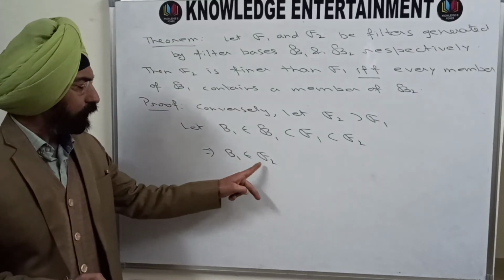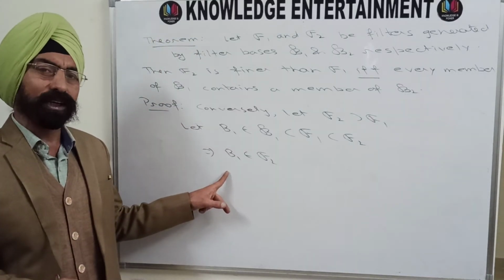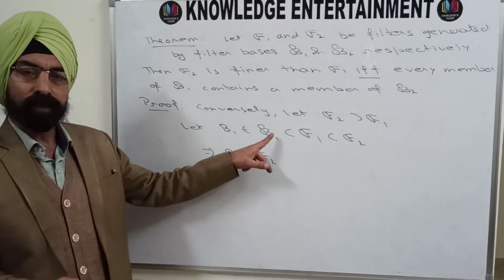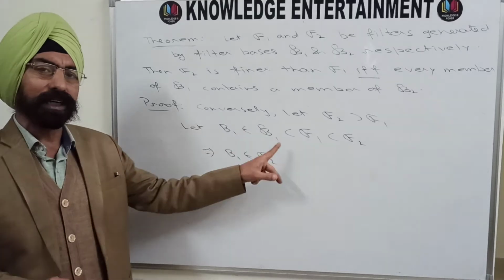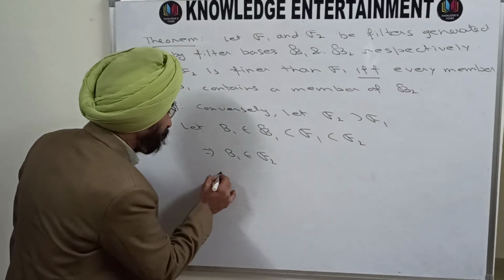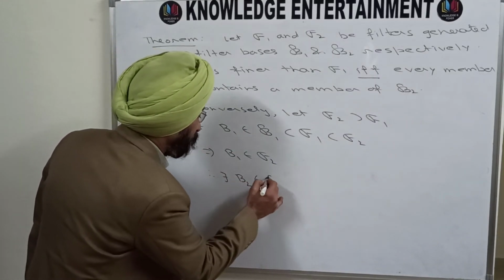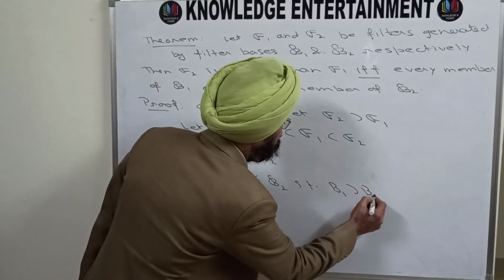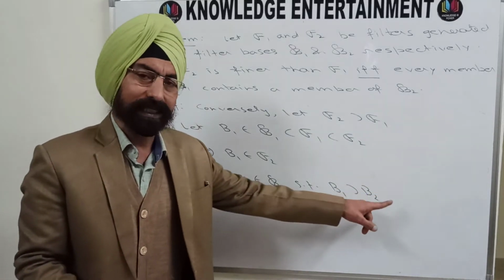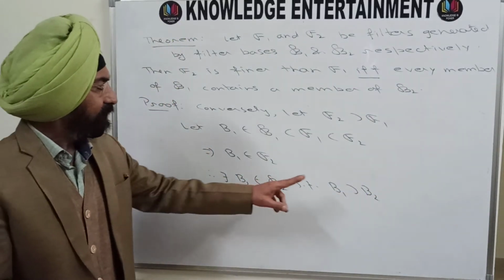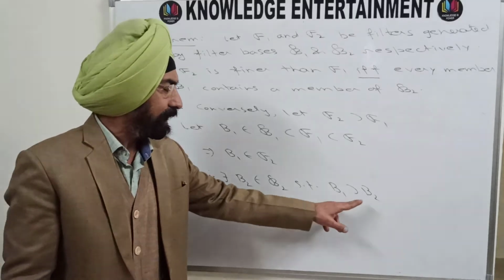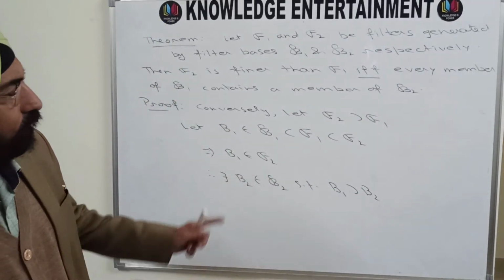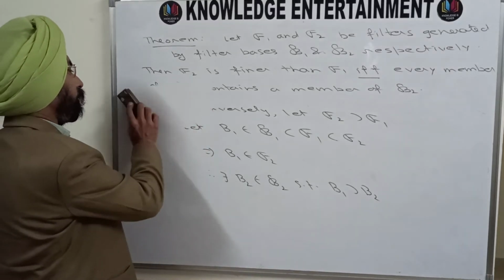And every member of the filter is a superset of some member of the filter base. And the filter base for F2 is B2. So that means B1 is a superset of some member of B2. Therefore, there exists B2 in B2 such that B1 is a superset of B2. That means B1 contains B2, or you can say that every member of the filter base B1 contains some member of the filter base B2, and that was the required proof for the converse part of this theorem.